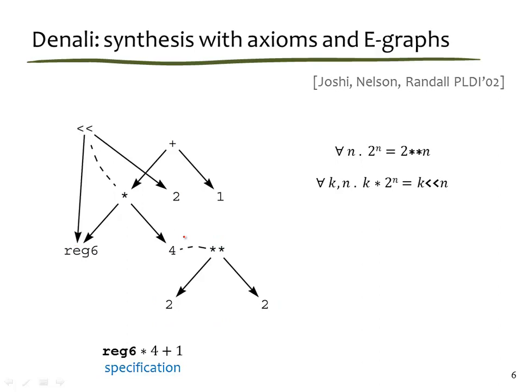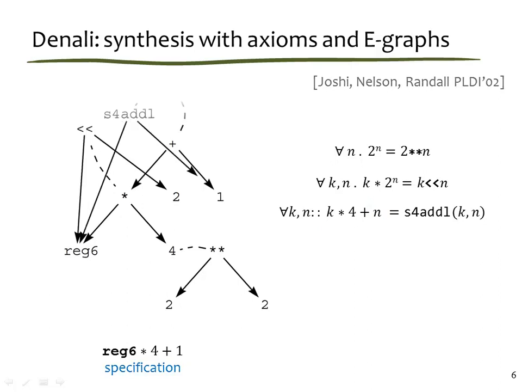Okay. And then we look at another axiom which tells us that this special instruction can compute k times 4 plus some number n. Okay, so we found another equivalence, and this subtree here happens to be equivalent to the original specification, right? So we have found equivalence of the original spec rooted here and a new instruction, and this gives us a really fast way of computing the original problem in one instruction, in fact.